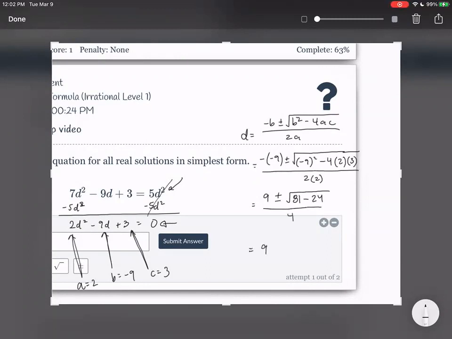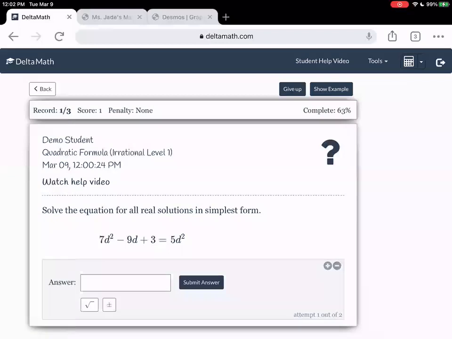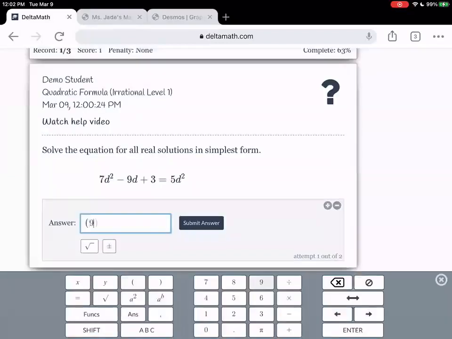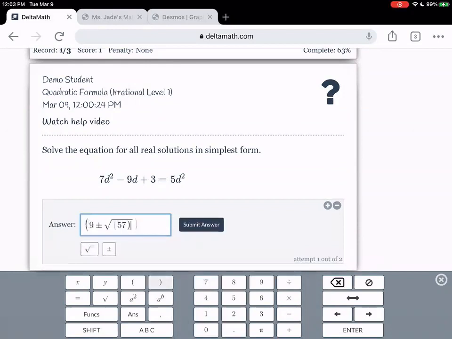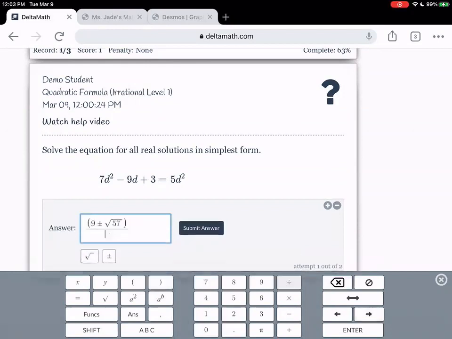So simplify again, 9 plus or minus the square root of 81 minus 24 is 57. And so this is the answer we can type. Are there any questions? All right, so 9 plus or minus square root 57 over 4.